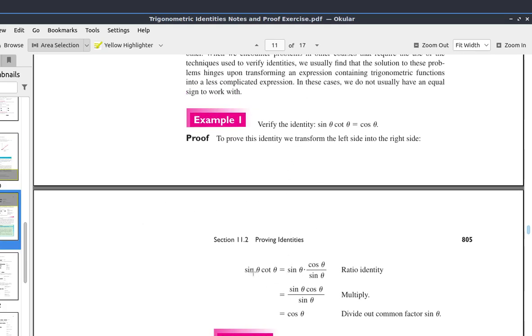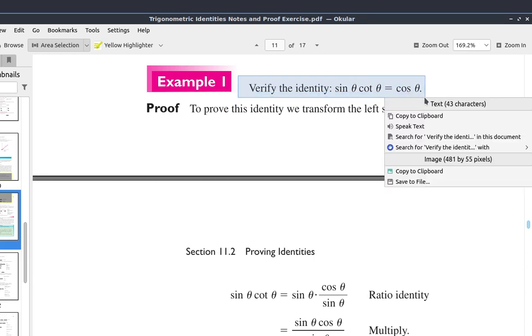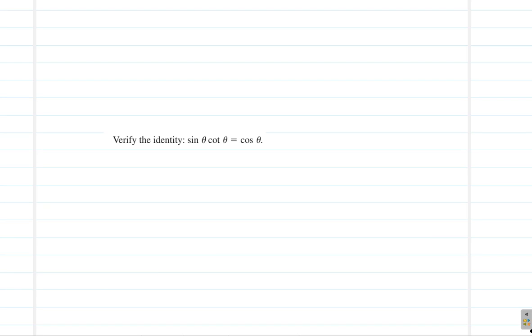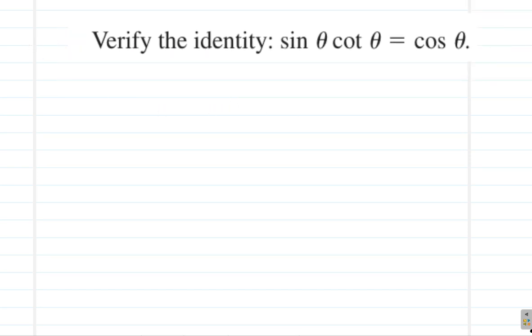What we have is instructions to verify this identity. Let's copy and put it over here. Now, we're asked to verify the identity: sine theta cot theta equals cos theta.